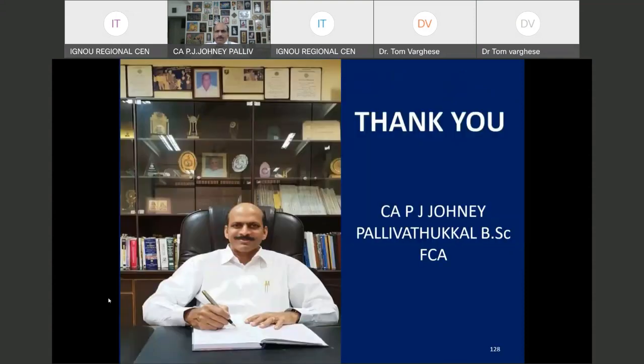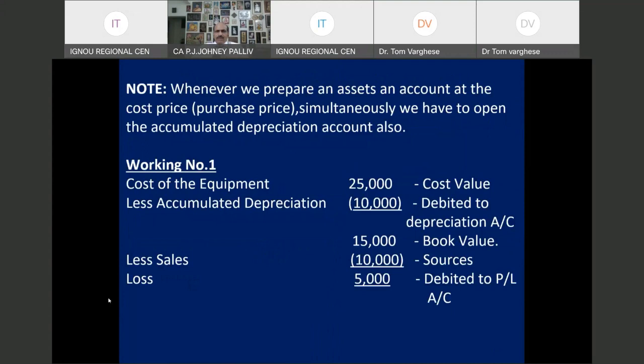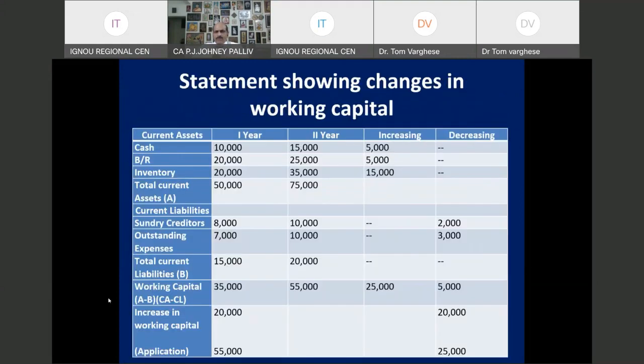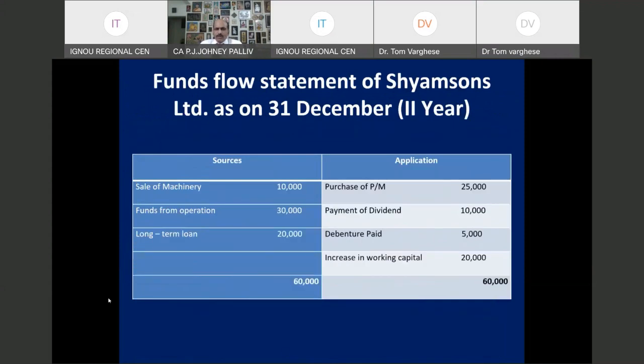Now we can see the workings on account of sale of machinery: original cost, accumulated depreciation, net value, sale value, loss. Therefore, friends, it is a scientific method of arriving at the statement with the help of changes in working capital and various ledger accounts for the purpose of preparing sources and application of funds.